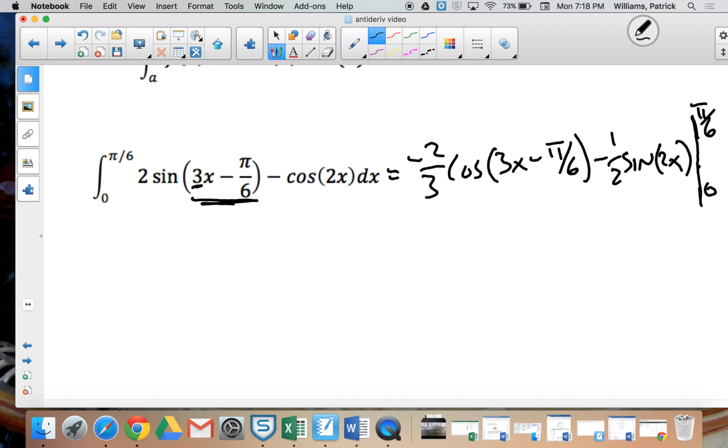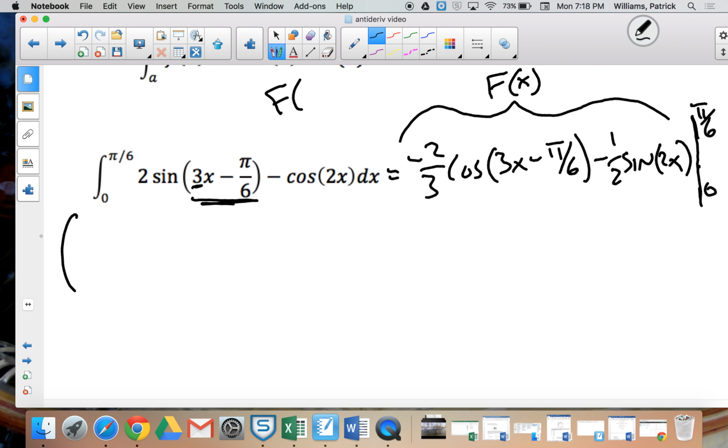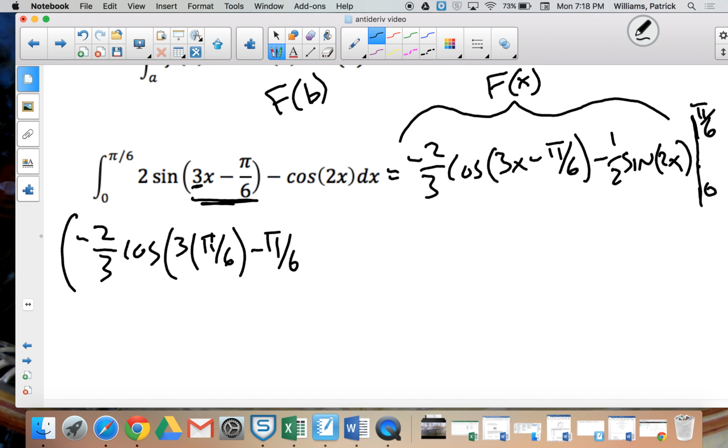All right, so if you gave this a shot, the first thing we've got to do is find, remember, this is our antiderivative function capital F of x. So the first thing we need to find is capital F of b, or in this case, capital F of pi over 6. That will be negative 2/3 cosine of 3 times pi over 6 minus pi over 6, minus 1/2 sine of 2 times pi over 6. So we have that, and look what I'm going to do right here. Notice the big parenthesis I put out here. I'm going to put another one here.